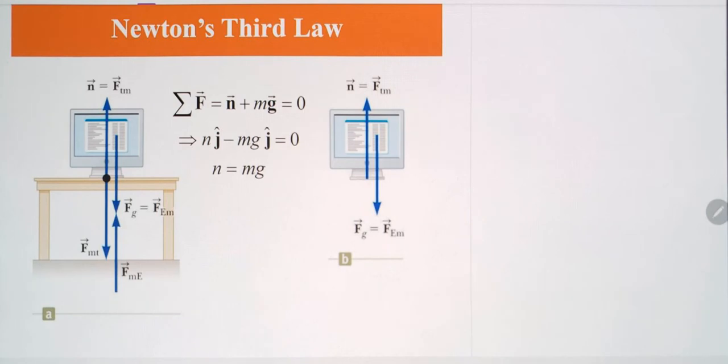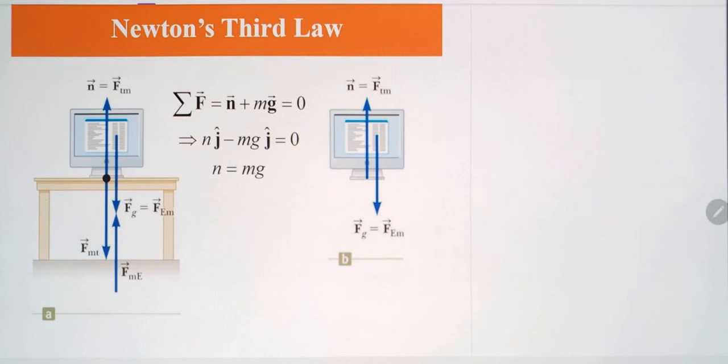For example, an airplane is flying at 10 kilometers height. Earth is pulling the airplane downward, and the plane is pulling Earth upward. Same amount of force, opposite direction. Every action has an equal and opposite reaction. Of course, all of us, if Earth is pulling us, we are pulling Earth.